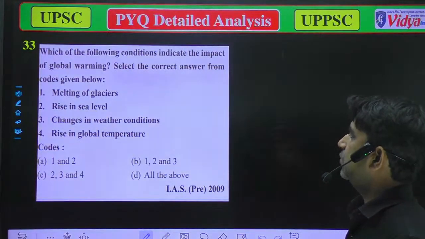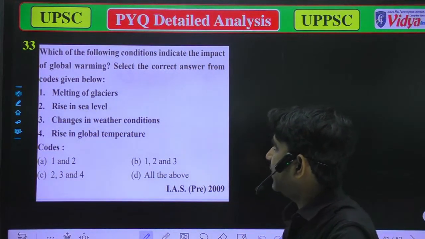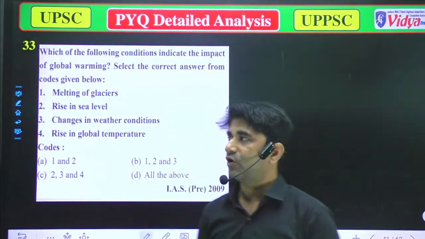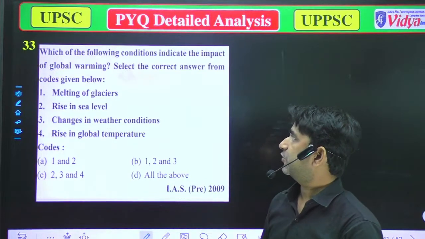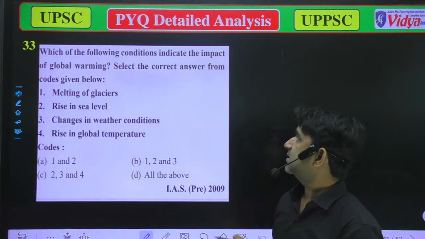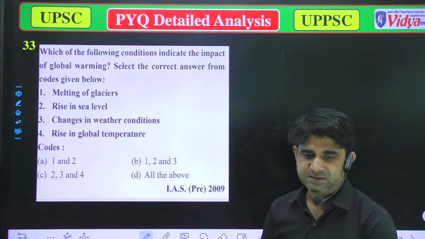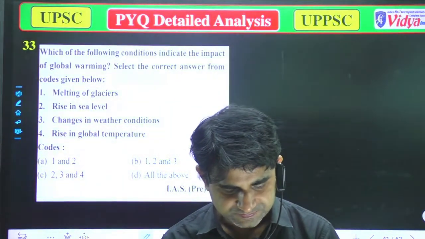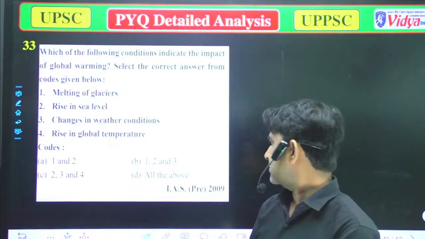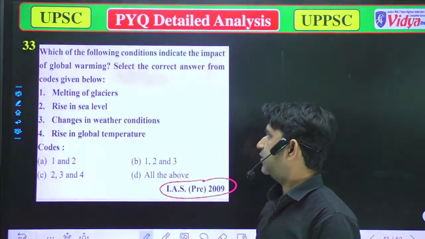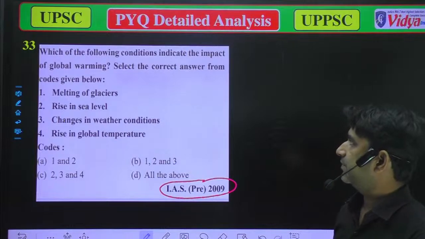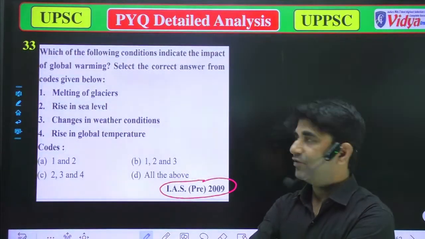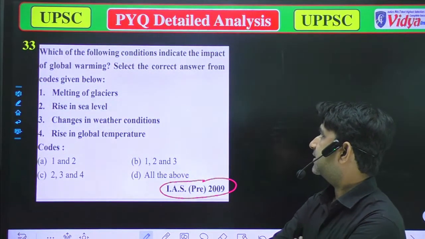The next question is, which of the following conditions indicates the impact of global warming? Select the correct answer from the codes given below. That question was asked in 2009. Which of the following conditions indicates the impact of global warming? Select the correct answers from the codes given below.